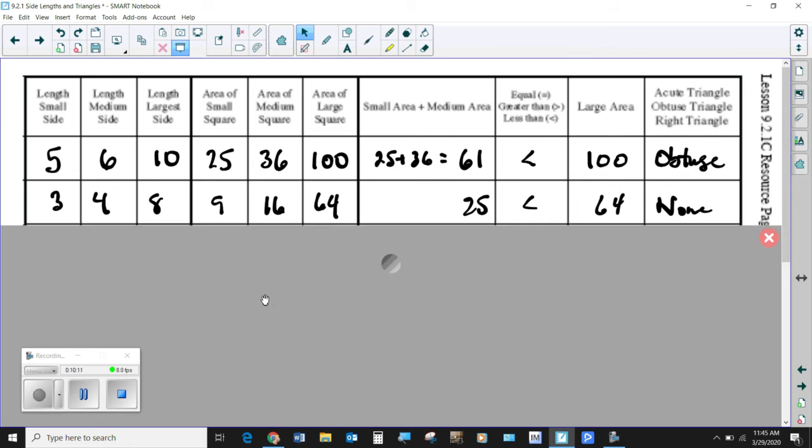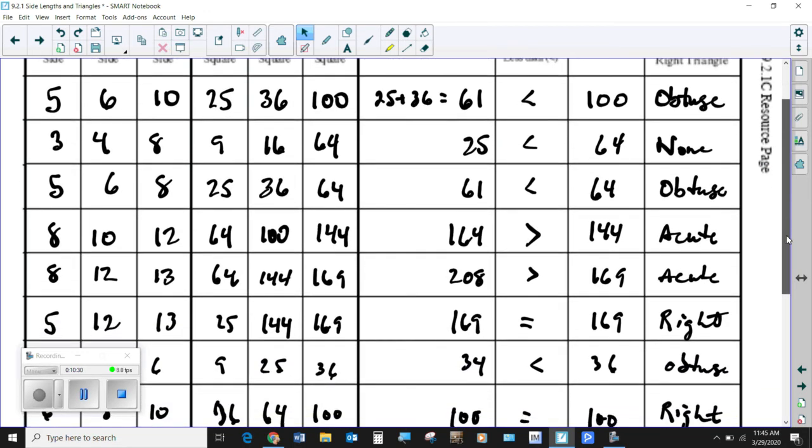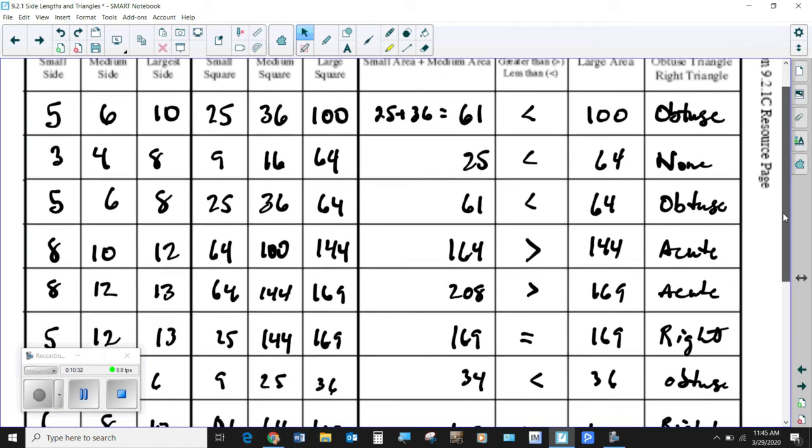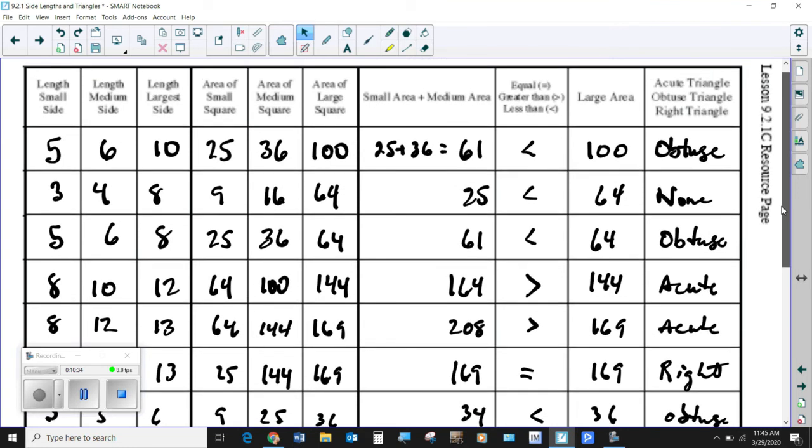Okay, welcome back. Now this is actually data from a previous year, so I'm cheating a little bit. Notice that my first row was exactly the same, but my second row, I've changed it to 3, 4, and 8. Let's just go ahead and take a look at a bunch of these. What I'm going to do is I'm going to look for a pattern here.